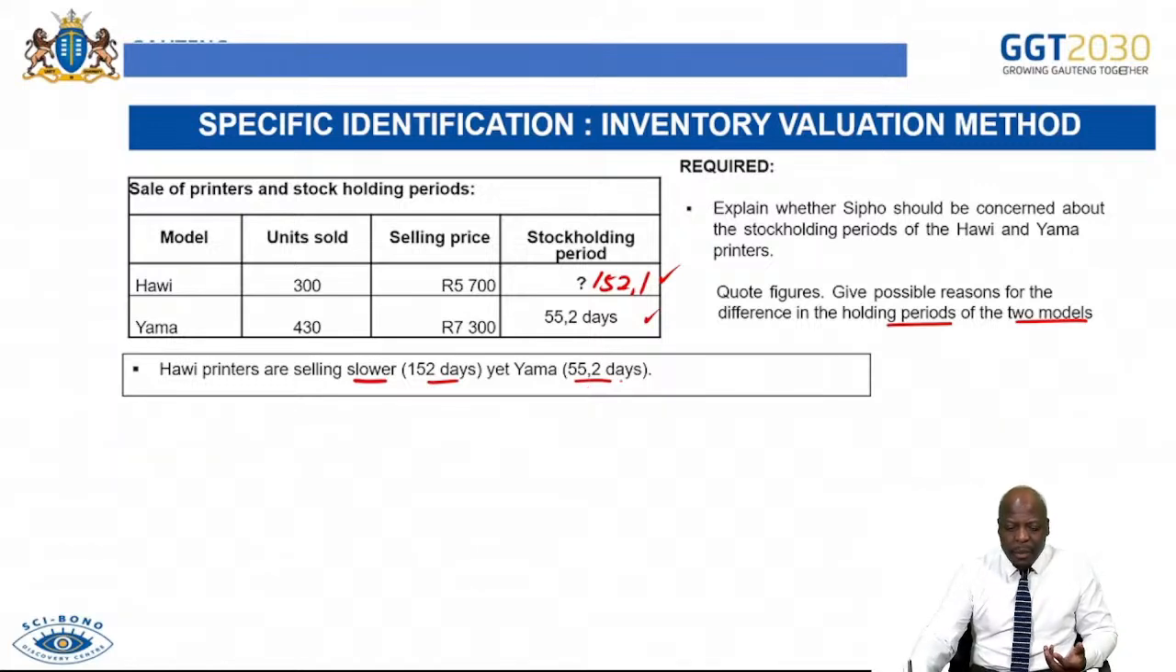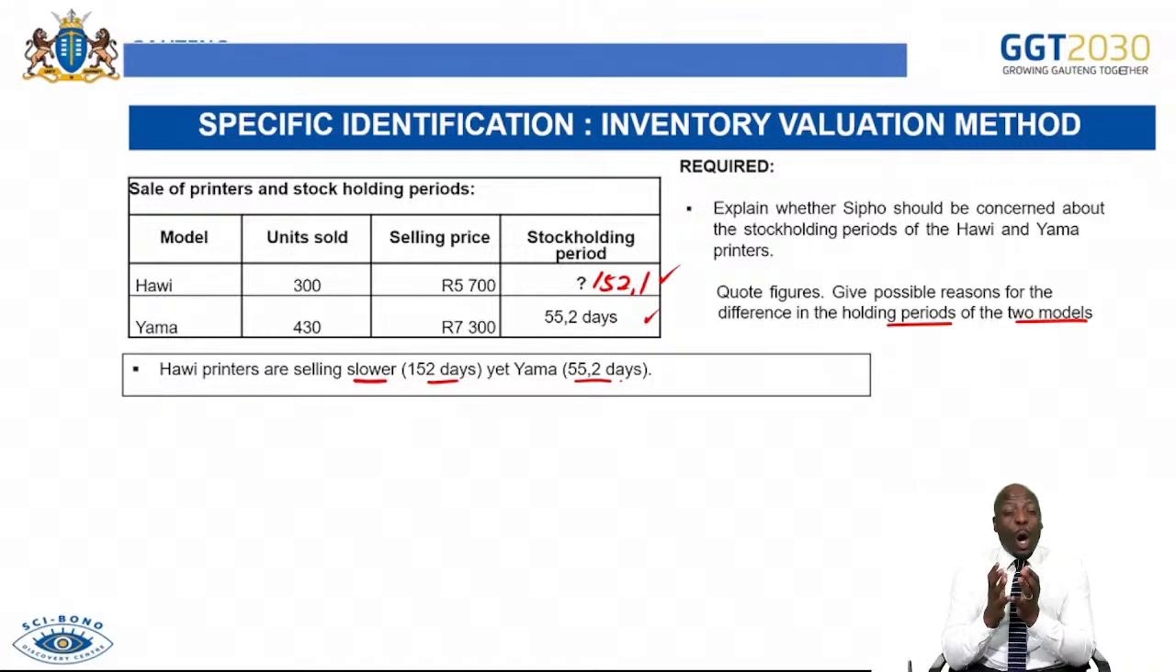Okay, so remember the relationship between your inventory and your cash. These move in opposite direction. When you sell inventory, cash is coming in, and when inventory is coming in, cash is going out. Okay, the relationship between inventory and cash.